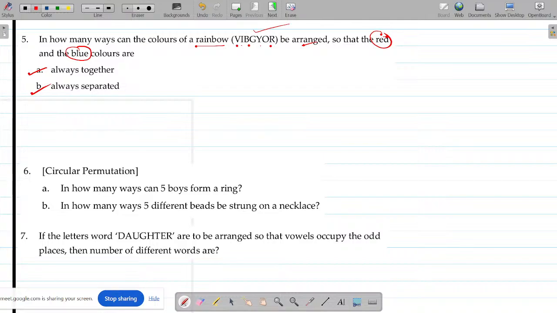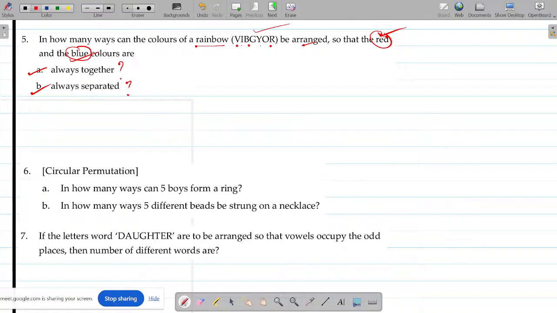You have seen the original rainbow? What colors will be there? First you'll have violet, then indigo, then blue, and so on. So you know this is the pattern of the rainbow. We are not learning geography, we are learning math, obviously. So now our problem is red and blue are always together. This is one question. And the second question is always separated.